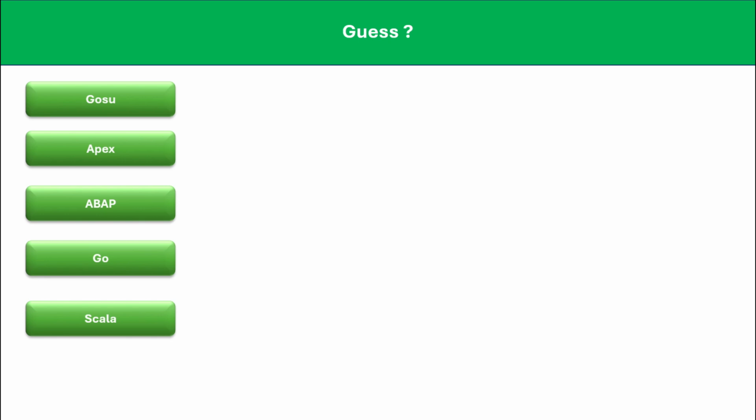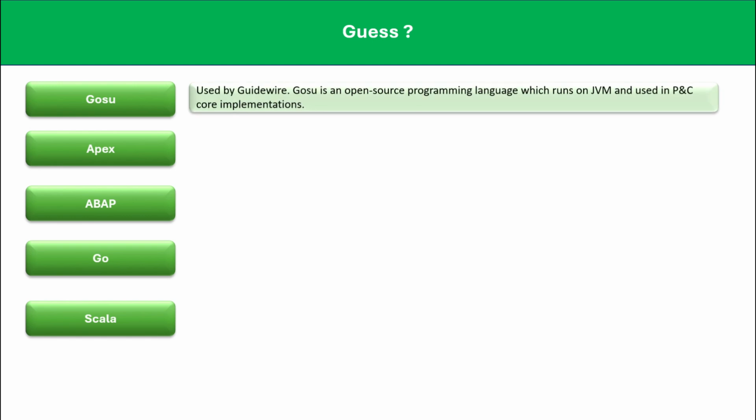Let's go one by one, talking about Gosu. Gosu is an open source programming language which runs on JVM. It's mostly used in P&C core implementations, property and casualty, I would say in insurance suites. And if I want to talk about which vendor is using this programming language, I would say Guidewire, who is quite popular in developing insurance-based product solutions.